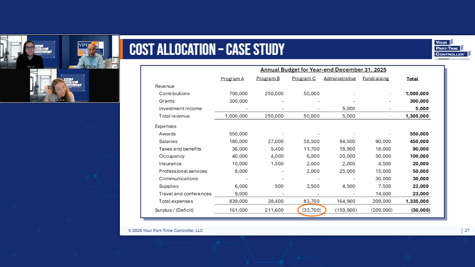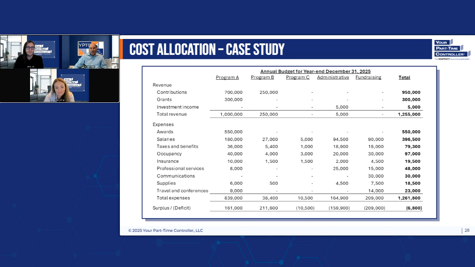$33,700 loss. And of course, management wants to see what will happen if we reduce this or get rid of this loser program. That should hopefully make our budget balance now. Maybe even just doing simple math, we'll have a surplus of $3,700. Well, let's see what happens. Unfortunately, our deficit did not go away. We still have a little bit of a deficit, and we removed Program C. We removed the direct costs of Program C.